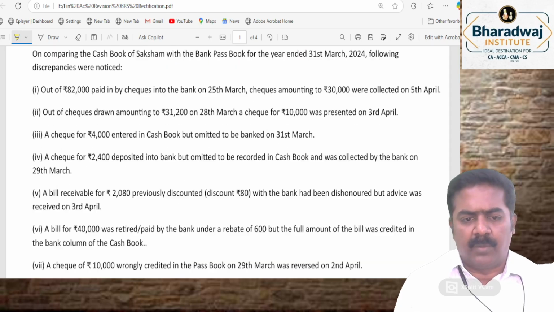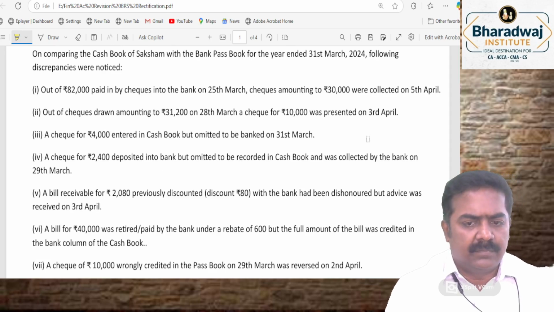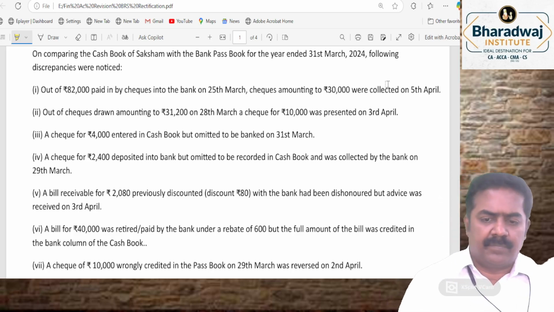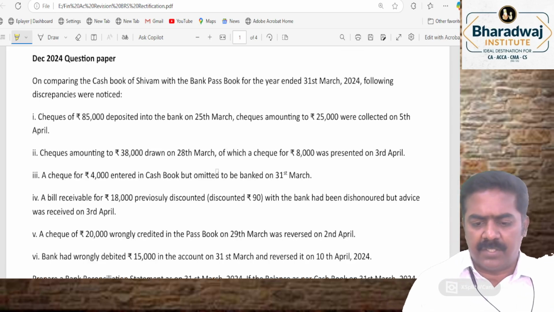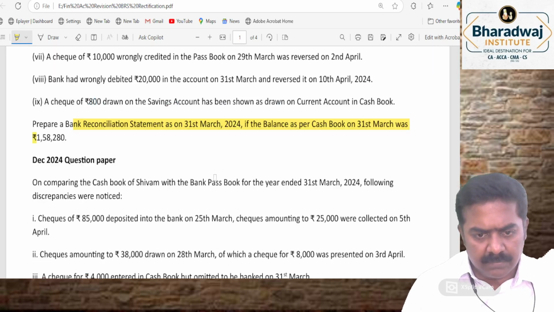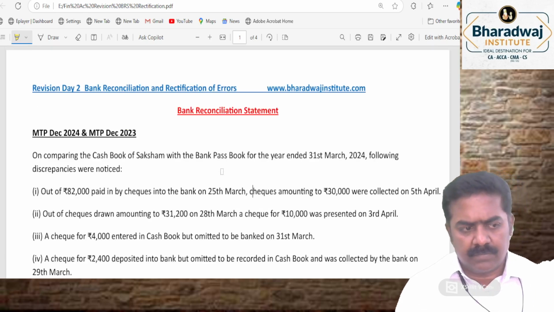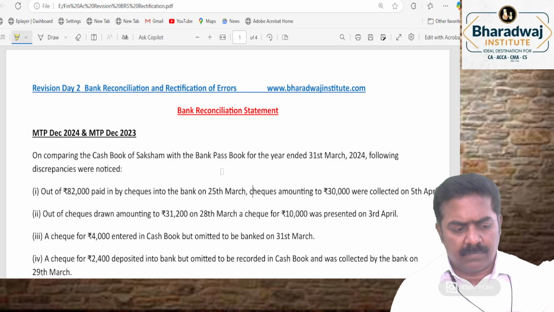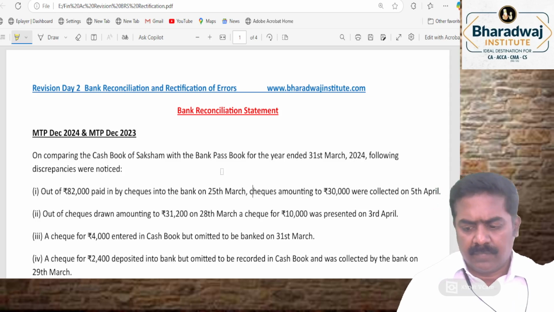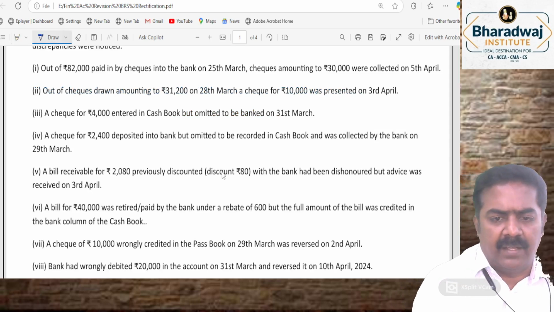Let us see one by one. What is the first one? Checks deposited but not cleared. How much has been deposited? 82,000. Checks 82,000 deposited into the bank.